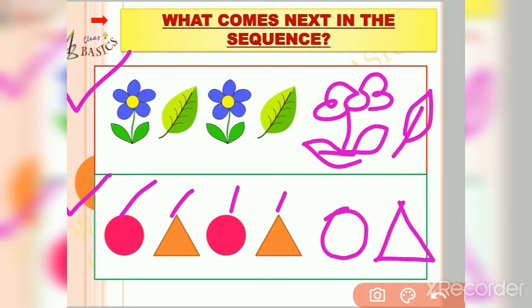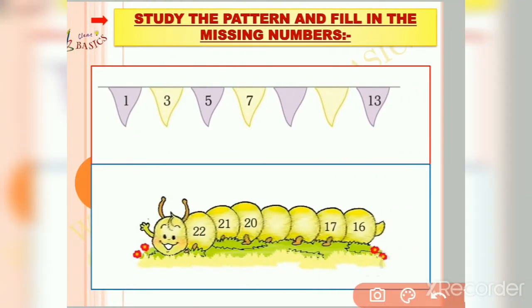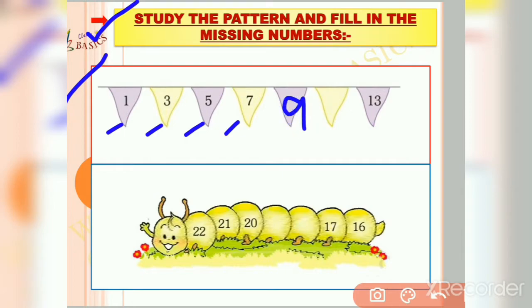Now friends, let us move on to our next slide. Now friends, let us do some fun again. Study the pattern and fill in the missing numbers. In this slide, we can see there is a series of odd numbers 1, 3, 5, 7. So friends, can you tell me what will be the next missing number after 7? Yes, you are correct. The answer to the given sequence in this pattern is 9 and then 11 and then 13.